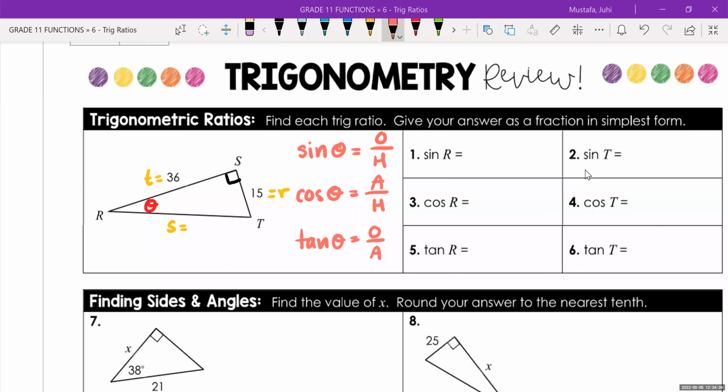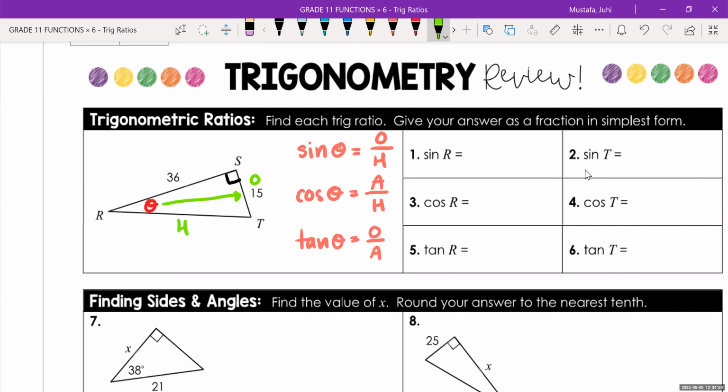Okay, so we know what the angles are, what the side lengths are. We know what theta means. So now let's say I draw a theta on angle R. The way that I'm going to figure out what the hypotenuse, the opposite, and adjacent is, it's going to be in relation to this angle. The hypotenuse is always going to be the longest side length across from the right angle. That never changes. Right opposite of this theta is going to be your opposite side length.